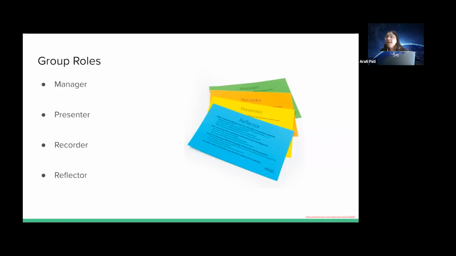When they're going to the next project, that person can be the reflector or the recorder, so that everybody will get the experience of all 4. That's good. Absolutely.